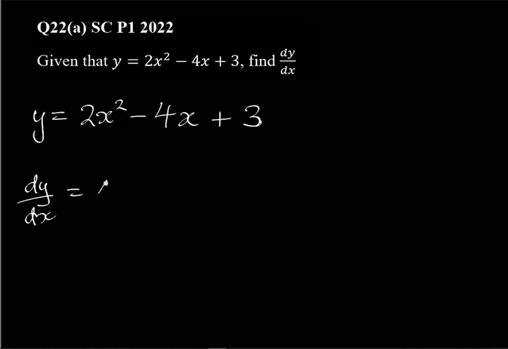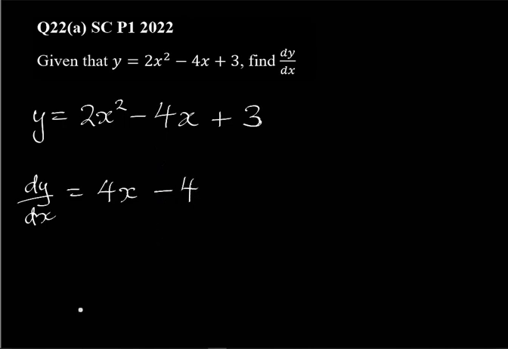2 multiplied by 2, 4, x to the power 2. There we're going to subtract 1. So 2 minus 1 gives us 1. So we just write x like that. Then negative 4x. We're just going to have negative 4.